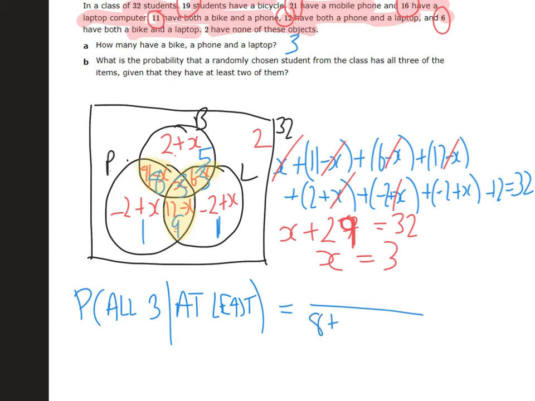So 8, add 3, add 3, add 9. So out of those numbers, which ones have all 3? Well, that's just the middle bit. So on the top of that fraction, I'm going to have just that 3. So if we work that out, we get 3 over 23. So 3 over 23.